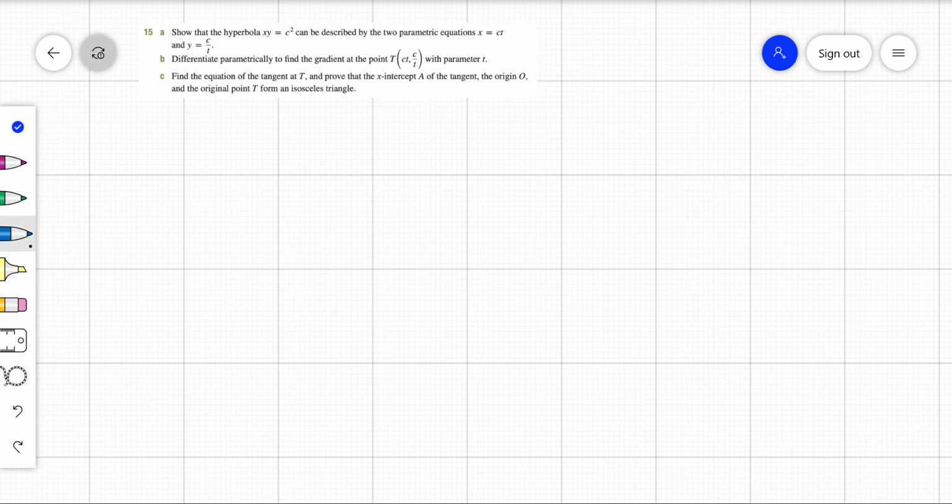Alright, so first we have to show that this hyperbola can be described by x equals ct, y equals c on t. So if we first take x equals ct and make t the subject, we have x on c. If we sub that into y, we would have y equals c divided by t. So we're timesing by the reciprocal of t, 1 on t.